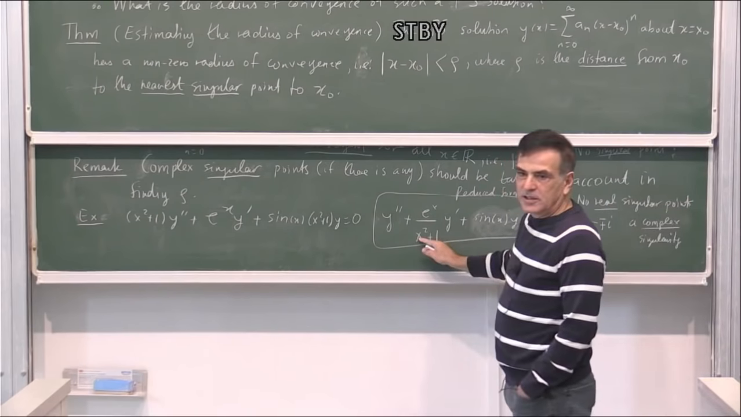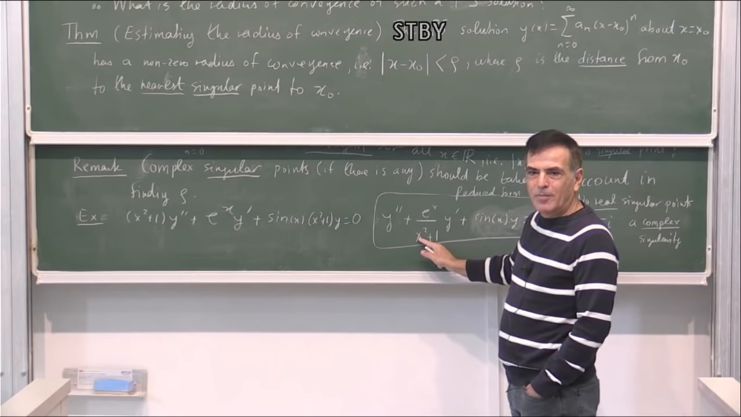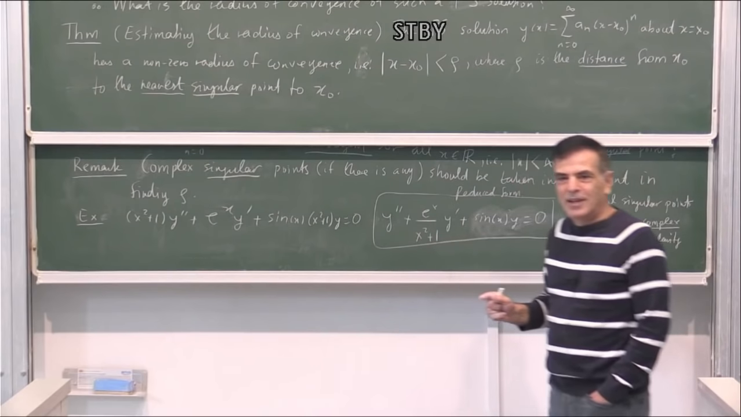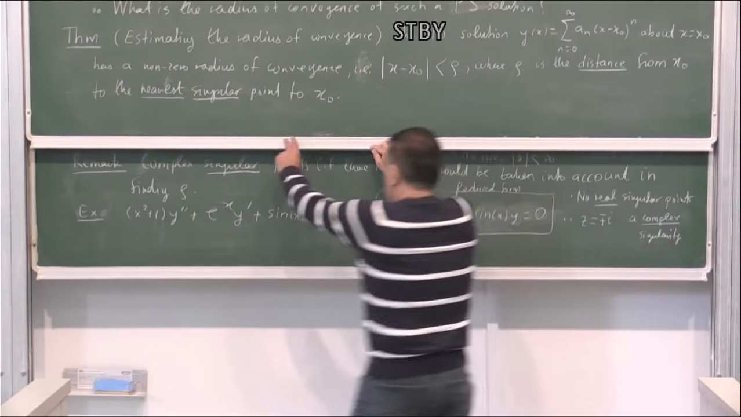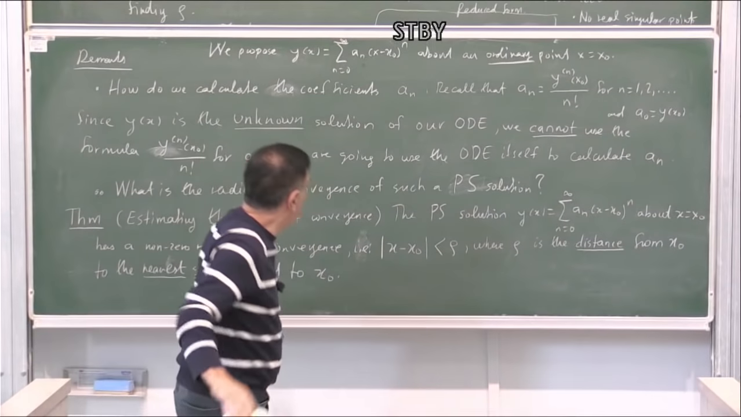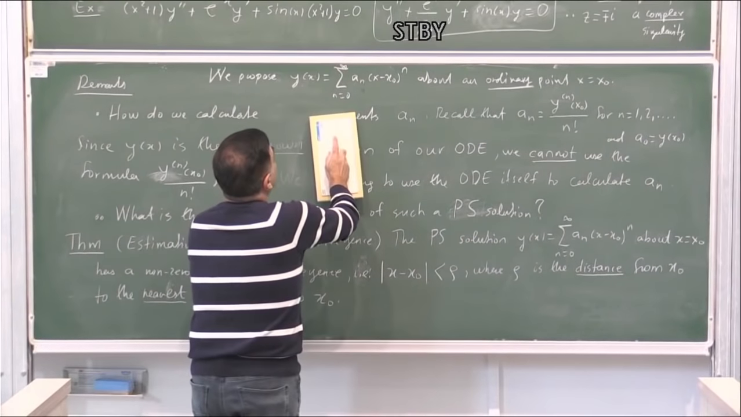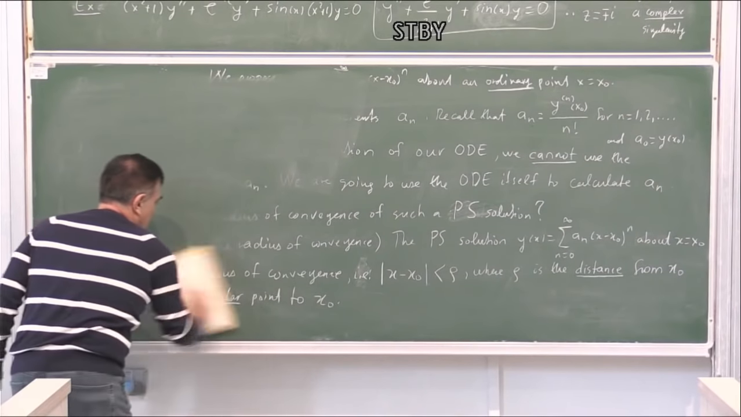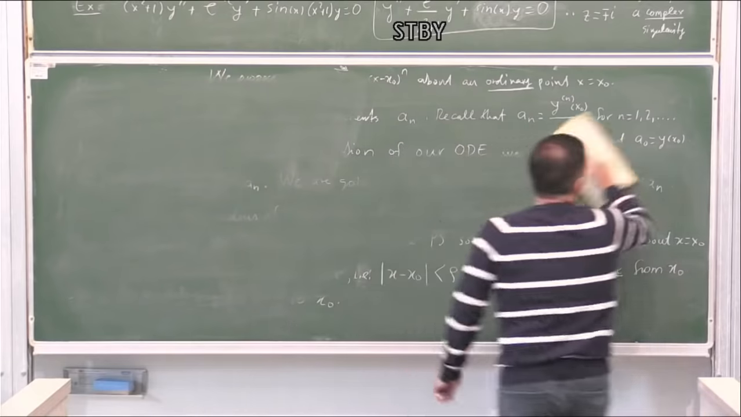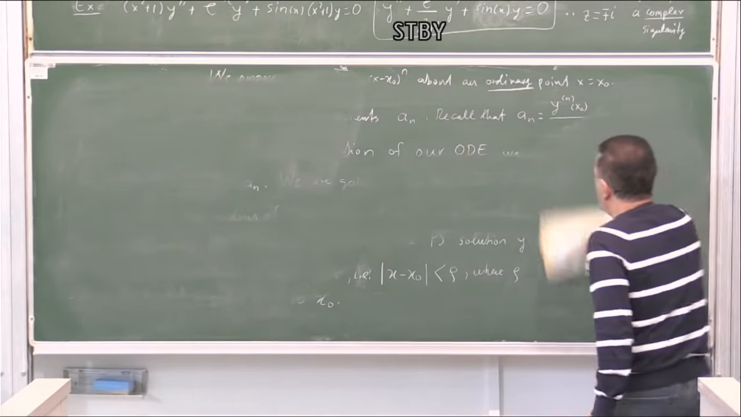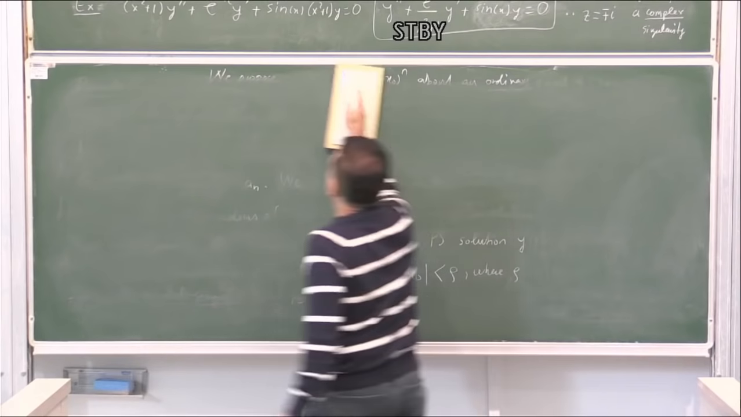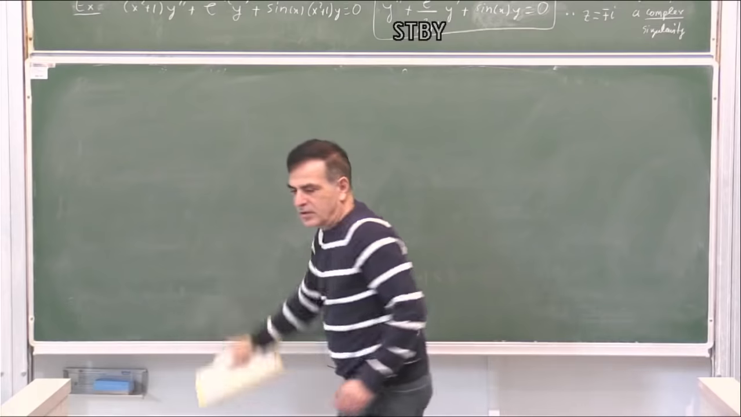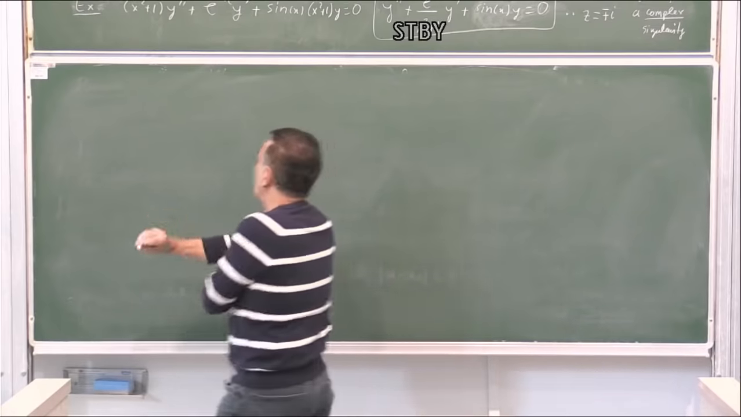Yes, if x is a complex number plus or minus I, then the coefficient of y prime becomes undefined. So there is a complex singularity. In such a case, it is good to draw a picture in determining the radius of convergence without calculating.